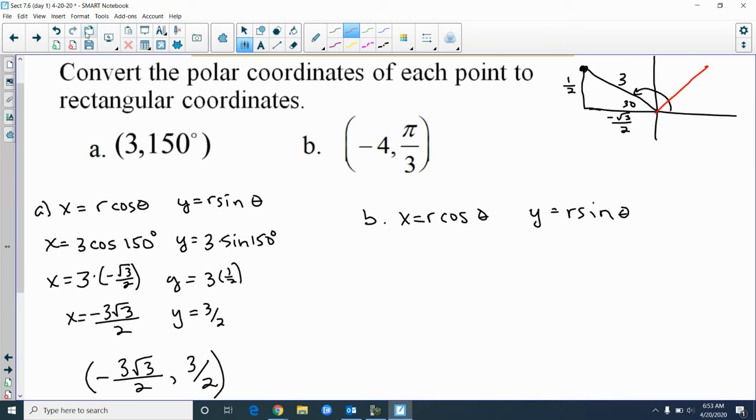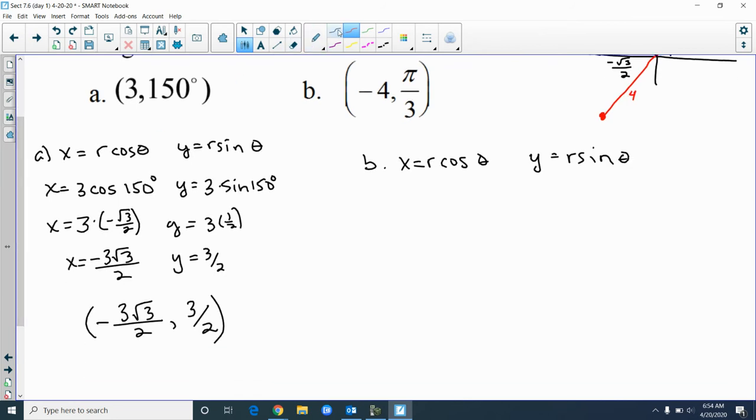I didn't draw that too well. 60 degrees. And then you're going to go out 4, but it's negative 4. That means we flip through the axis, so we're going to be back here. Okay, and that's going to be a radius of 4. And we're going to be in quadrant 3. Well, you don't need to worry about any of that. Okay, it'll automatically work out. You just plug everything in.